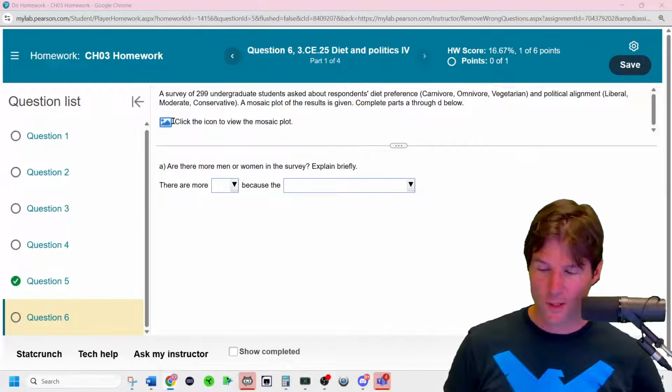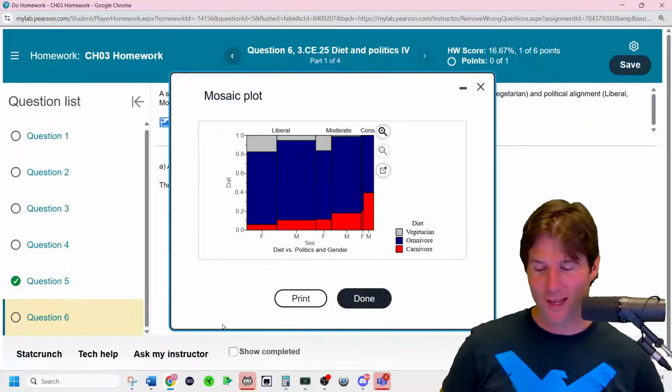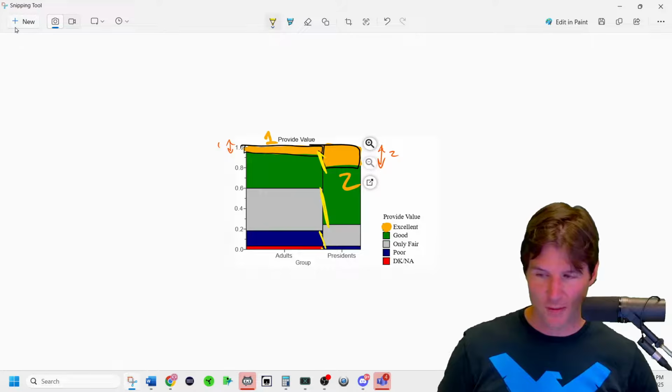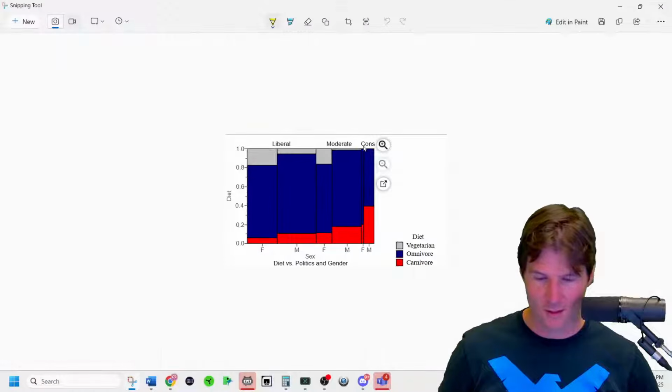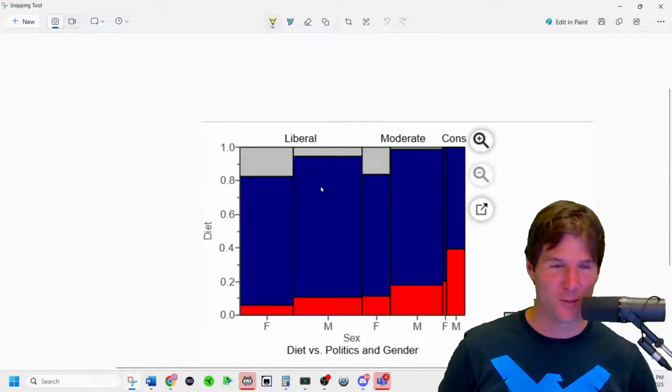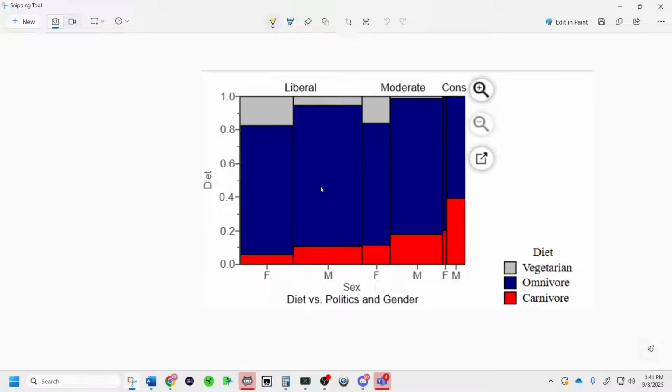What's a key term for this one? A key term is multivariate mosaic plot, because it's no longer bivariate. There's 3 variables right here. We'll never put this on the test, so why is it in the homework? I don't know. To confuse you. We got omnivore, carnivore, vegetarian. We got liberal, moderate, conservative. And the best thing to do is to break it up into individual mosaic plots here.